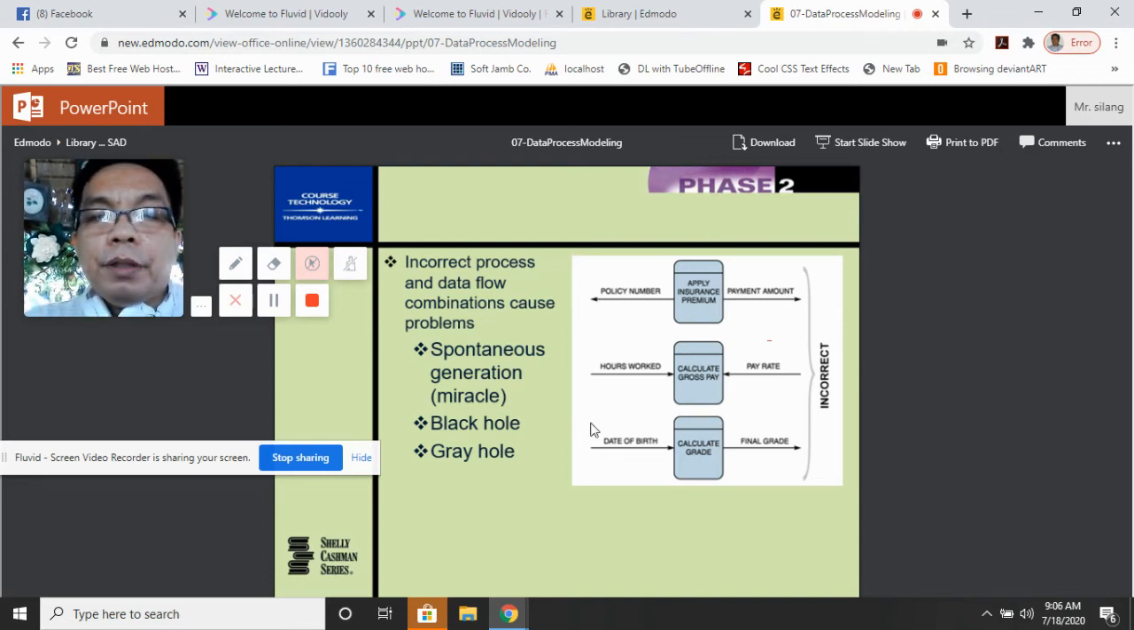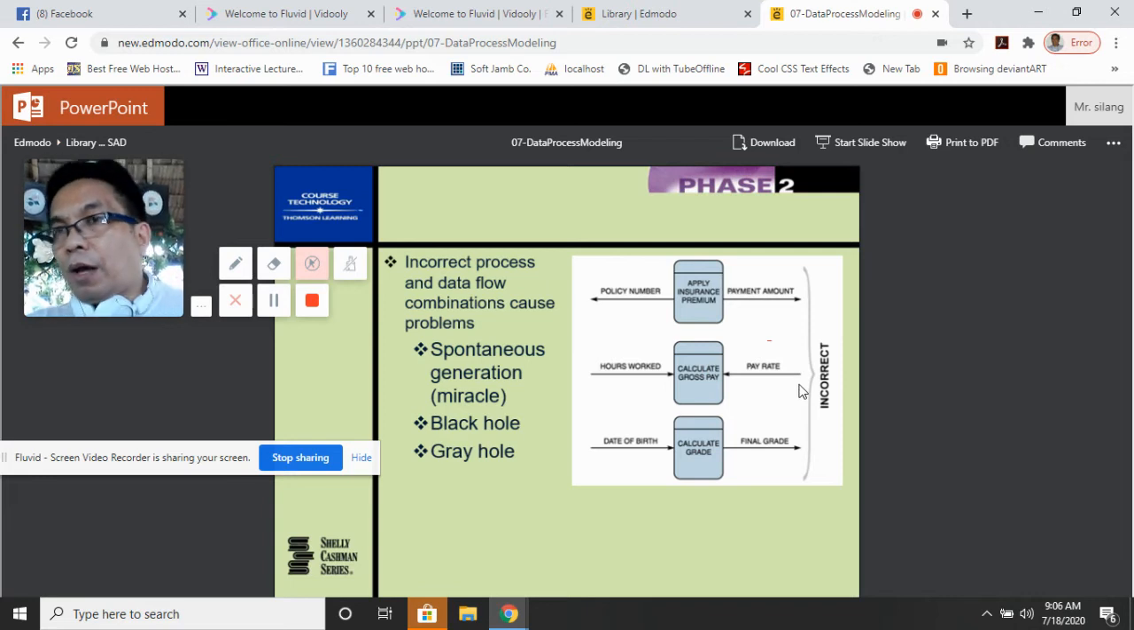The next one is actually called the black hole. This one is the reverse of the first one. We have two inputs, but we don't have any output. So that's actually a useless process. We have inputs, but the process will not produce any output. So that's again incorrect.